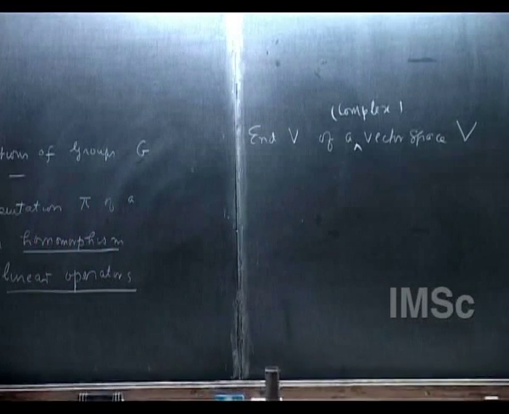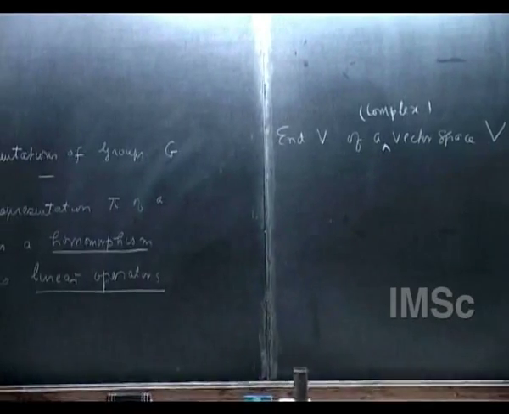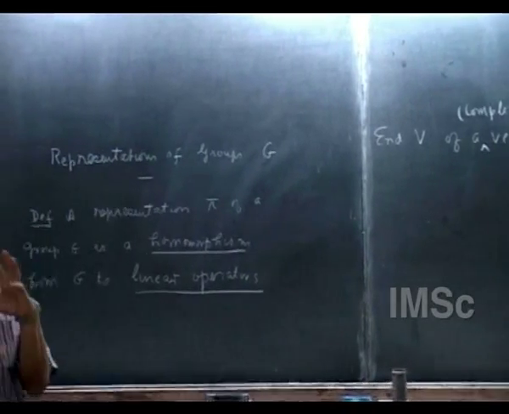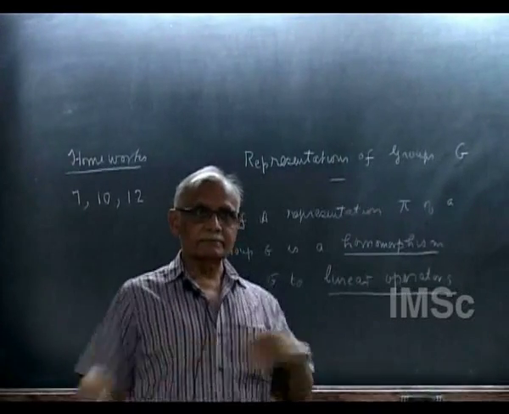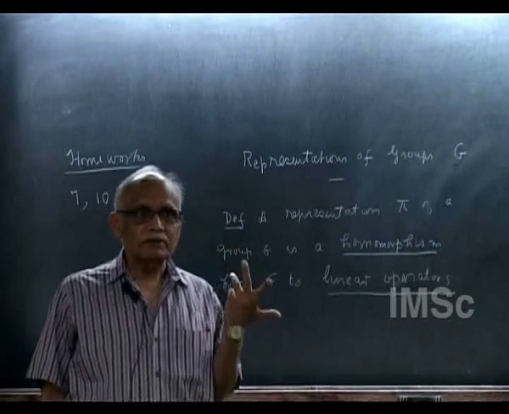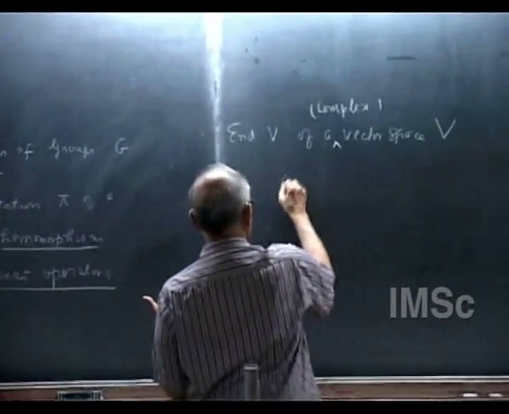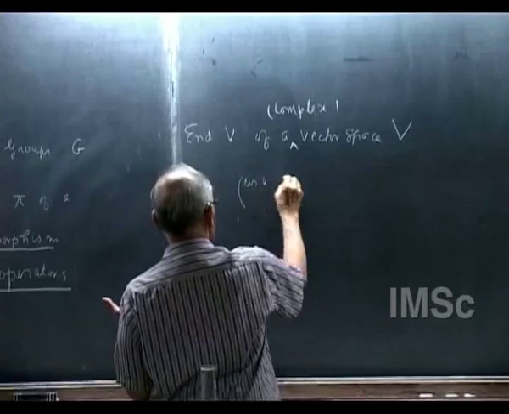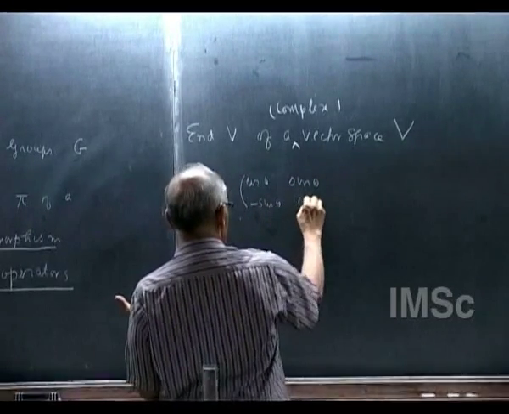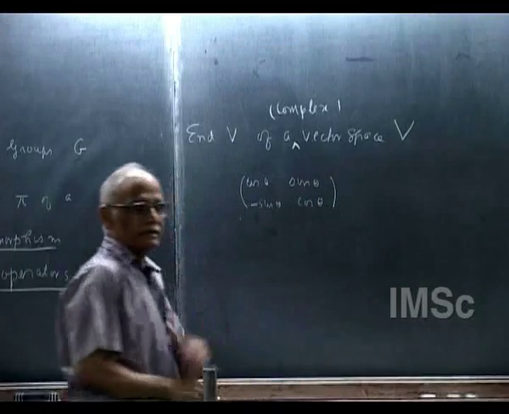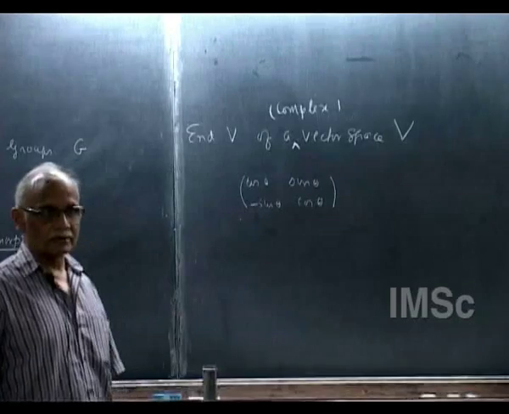Real vector spaces are a bad story. You cannot diagonalize operators, so you get into all kinds of troubles. If you take a real vector space and even a 2 by 2 real matrix, you may not be able to diagonalize it. For example, take this matrix: cos theta, sin theta, minus sin theta, cos theta. This is a real orthogonal matrix.